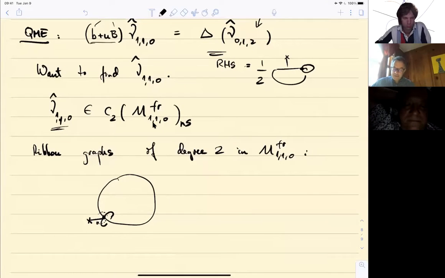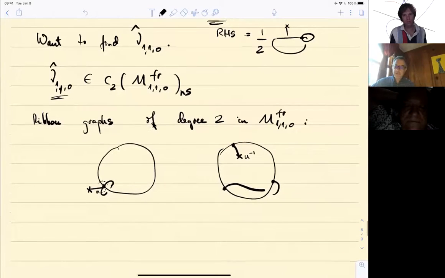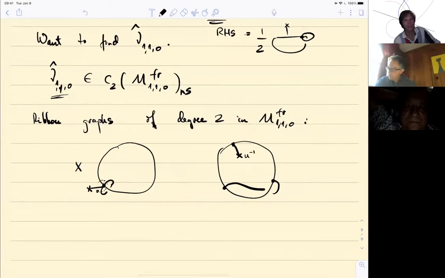All right. There's another ribbon graph of degree 2. You might be confused where it comes from because it's harder to draw. But it looks like this one, where this vertex is labeled by u to the -1. This graph had degree 0, but a u to the -1 raises degree by 2. Let's call these graphs X and Y.